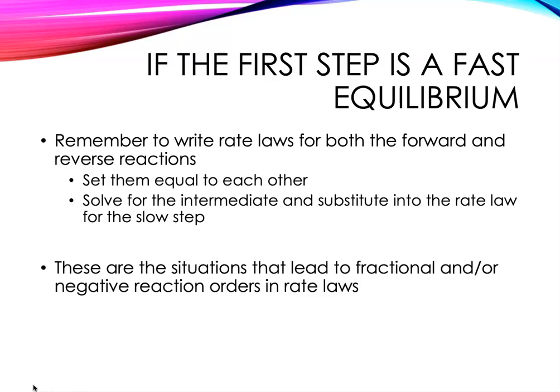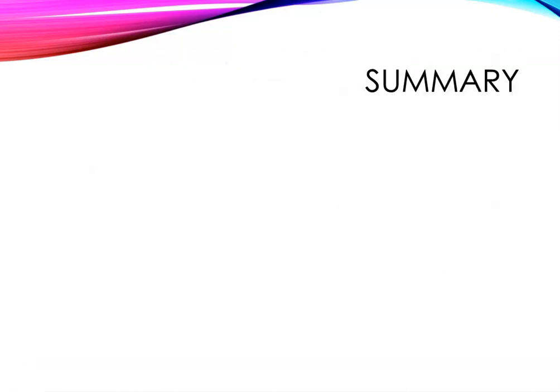And these are the situations where we can end up with fractional reaction orders and or negative reaction orders. Sometimes fractional and negative reaction orders are situations where the first step is a fast equilibrium. It doesn't show up often on the AP exam, but it does show up there occasionally, and you need to know that it can happen and know how to deal with it. But now you do. Let's summarize everything we did in this webcast.